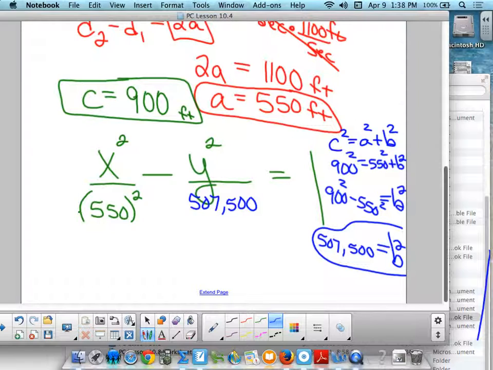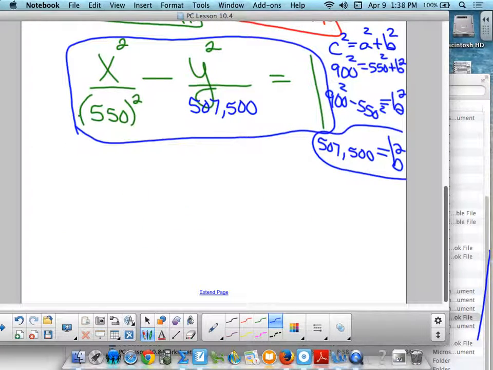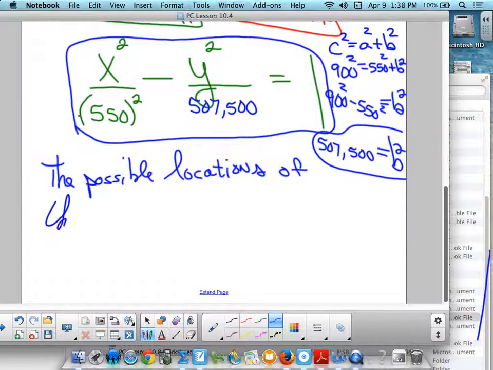But that is the equation that would represent what? What does it represent? It represents what in the story? Possible locations. Okay, so the possible locations of the explosions.